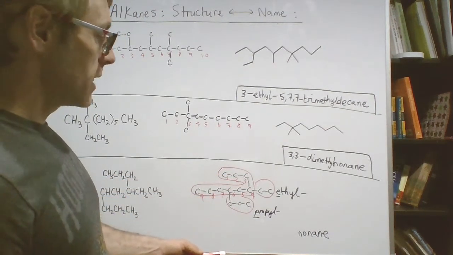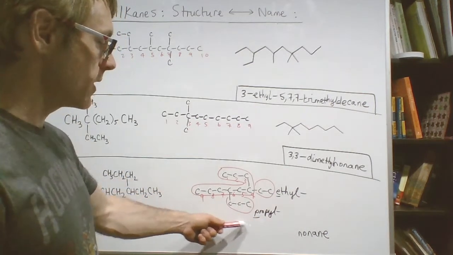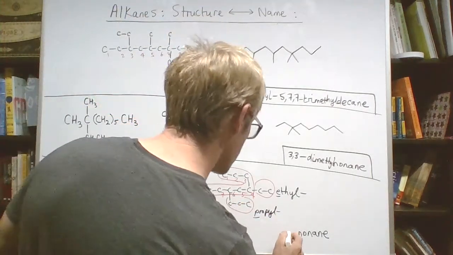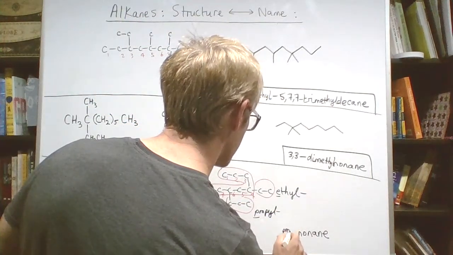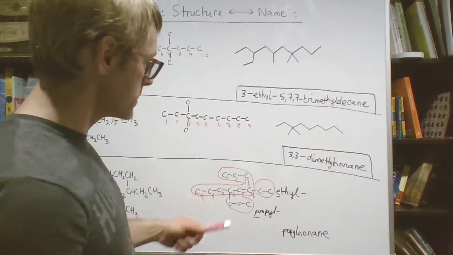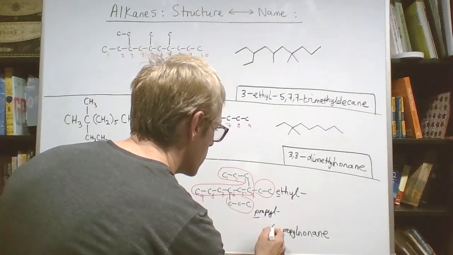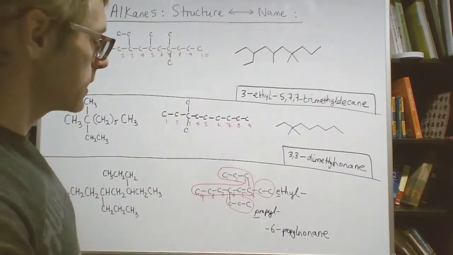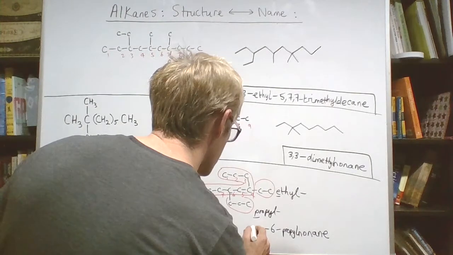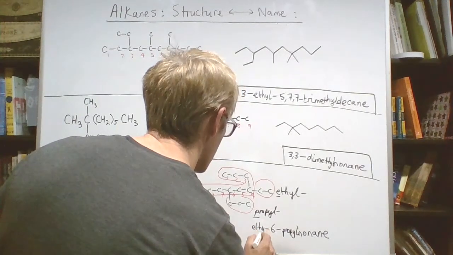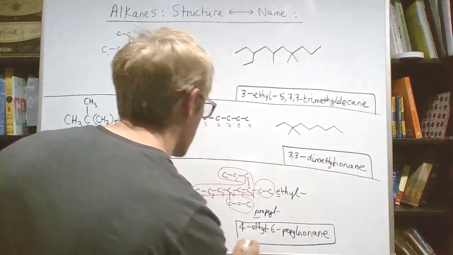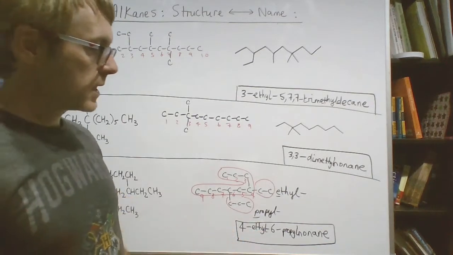And I'm going to reverse alphabetize, so I want to have the P and then the E, so when it's read forward, the E comes before the P. So I have propyl nonane, all one word, and the propyl is on carbon 6. So 6-propyl nonane, and then on carbon 4 I have ethyl. So the structure is 4-ethyl-6-propyl nonane.